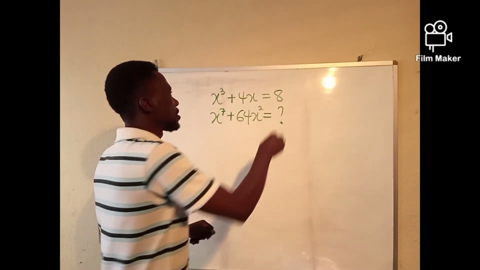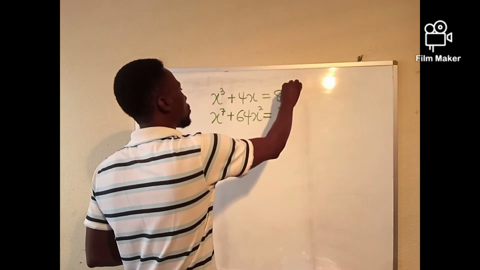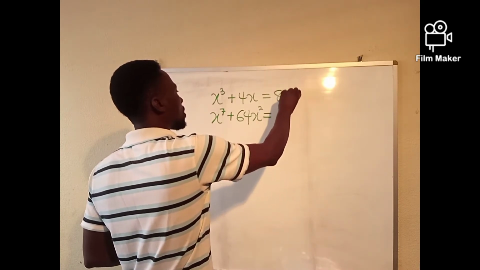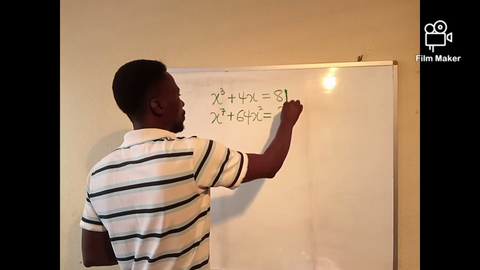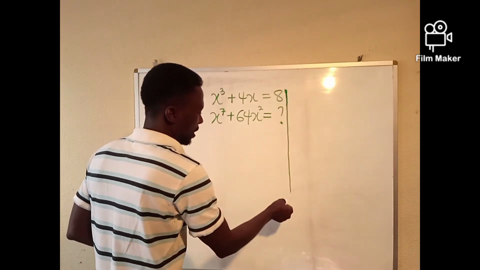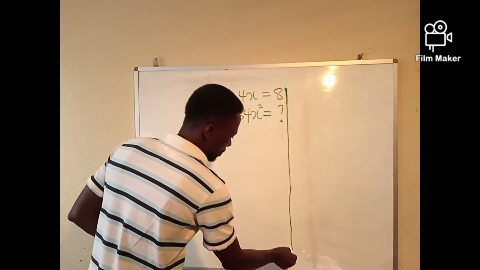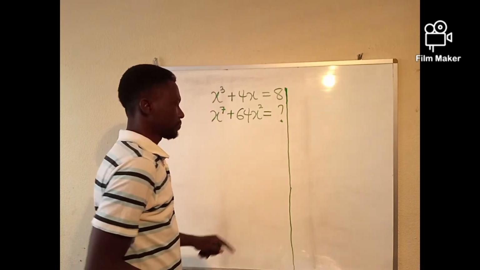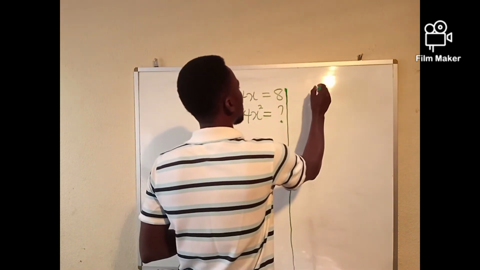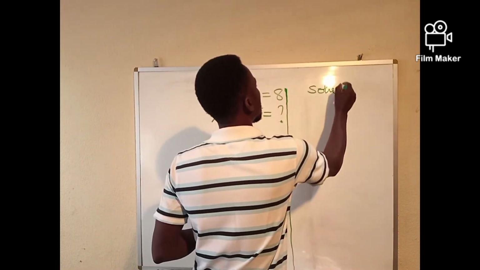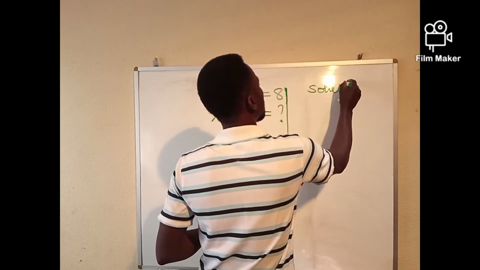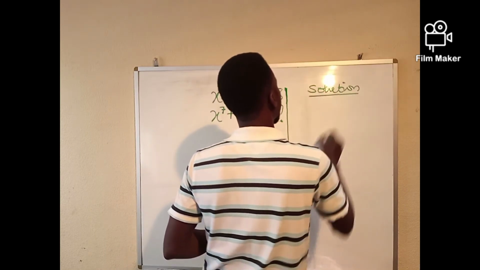All right. So now let's rule a line over here so that we put the solution over there. So let's rule a line over here and let's put the solution at this side. So solution, that's what we have.